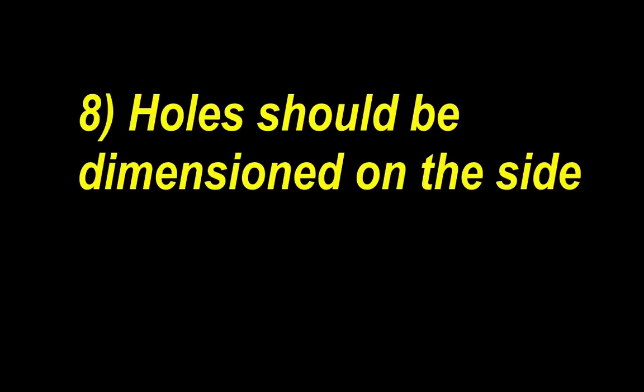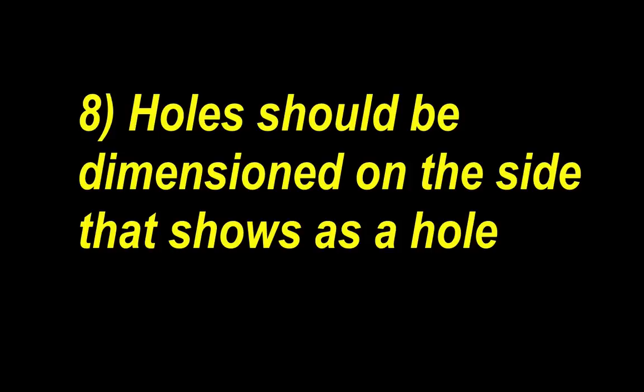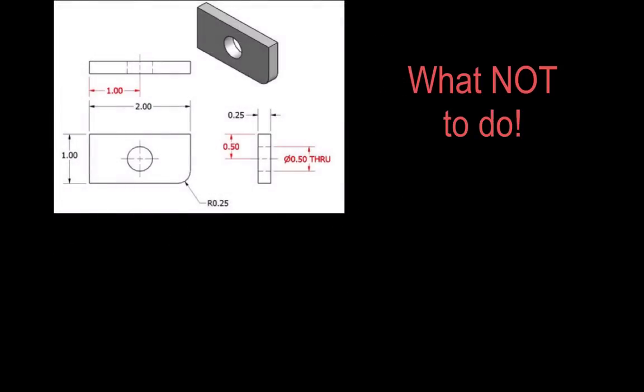The last rule, holes should be dimensioned on the side that shows as a hole. This might be a little confusing. So we'll start off with what not to do. As you can see, out of the 3 views, only the front view actually shows the hole. So that's really where we want to dimension. The way they've done it, and the way not to do it, is they've dimensioned it on the top and they've dimensioned on the right side. It just really gives you a very tough perspective to understand what's going on here. Sure, I don't have to draw any lines that cross, and I can make that diameter 0.50, but I lose the fact that I'm talking about that hole right there.